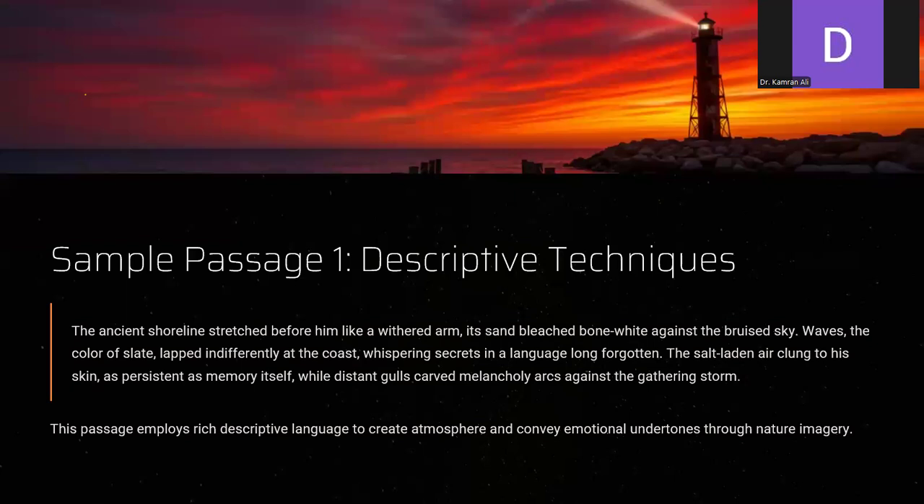Sample passage one, descriptive technique. The ancient shoreline stretched before him like a withered arm, its sand bleached bone white against the bruised sky. Waves the color of slate lapped indifferently at the coast, whispering secrets in a language long forgotten. The salt-laden air clung to his skin, as persistent as memory itself, while distant gulls carved melancholy arcs against the gathering storm. This passage employs rich descriptive language to create atmosphere and convey emotional undertones through nature imagery.